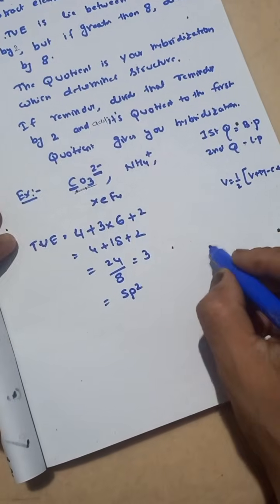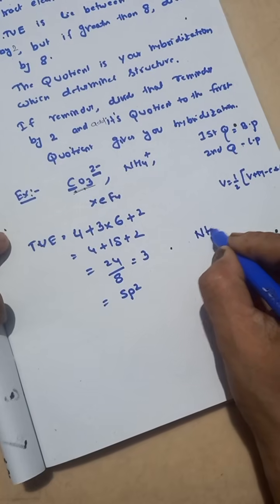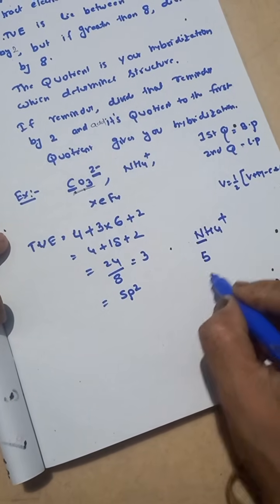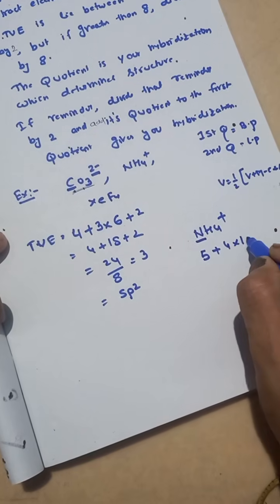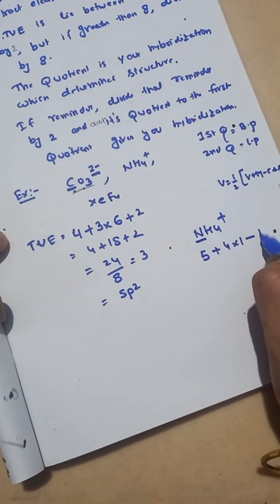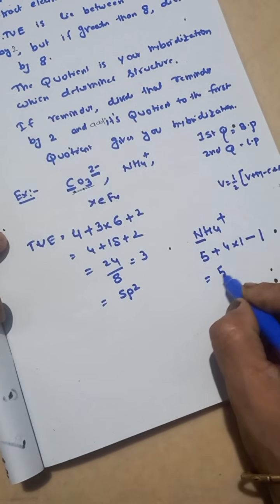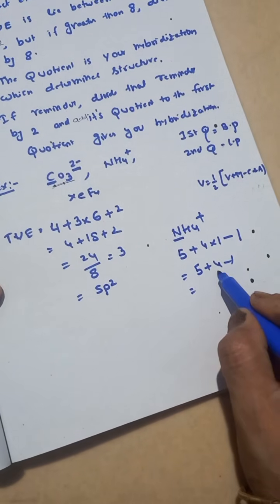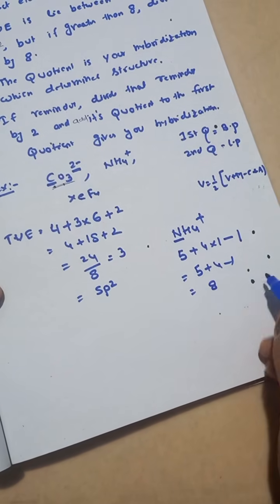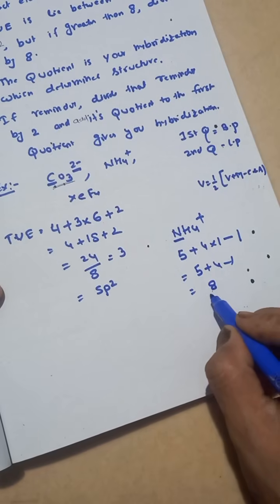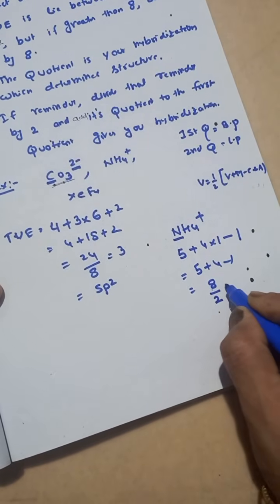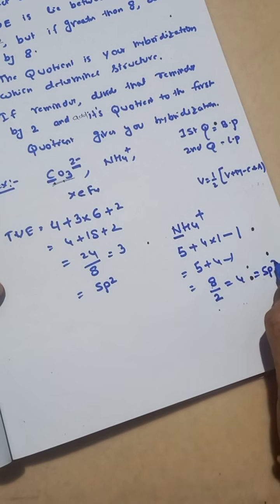Secondly, consider ammonium NH4 plus. What is the number of outermost electrons? 5 plus 4 into 1 for hydrogen. As it is a plus charge, remove 1 electron. So 5 plus 4 minus 1, that is 8. It lies between 2 and 8, so divide by 2, not 8. If it is greater than 8, then you have to divide by 8. So divided by 2, that is 4. That is your hybridization, sp3.